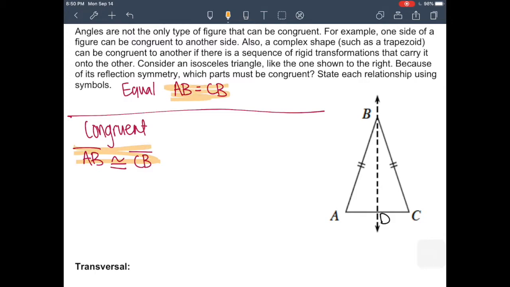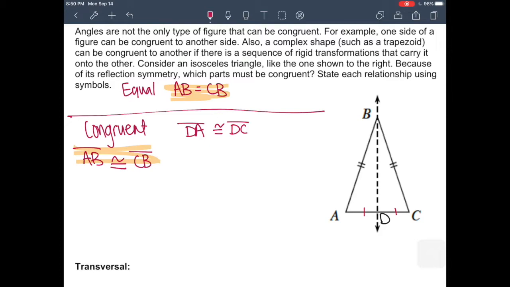You can't be mixing symbols. So if I put a congruent sign, I have to have the segment lines above it, like this right here. If I don't have the congruent symbol, I just have equals, there's no lines above it. Okay, so then some other things. How are we going to talk about the other segments? So these ones down here, I can write DA is congruent to DC.